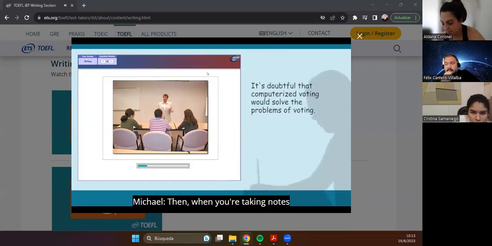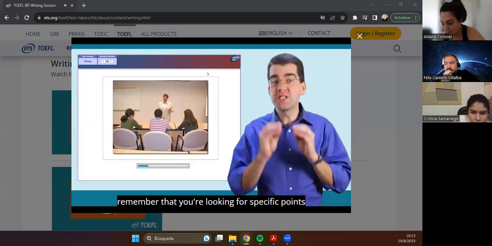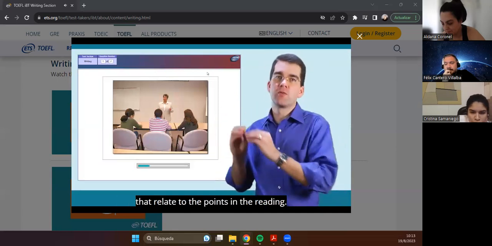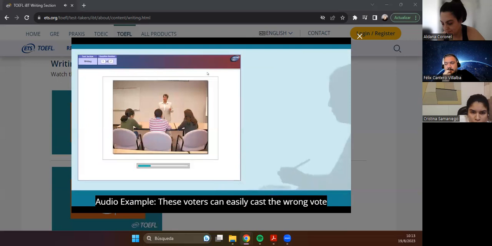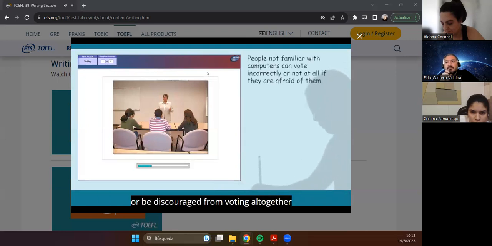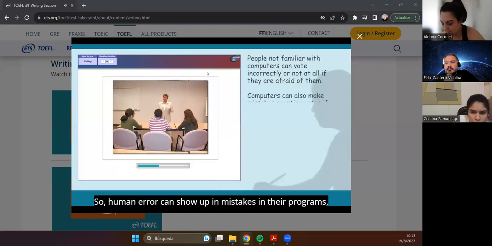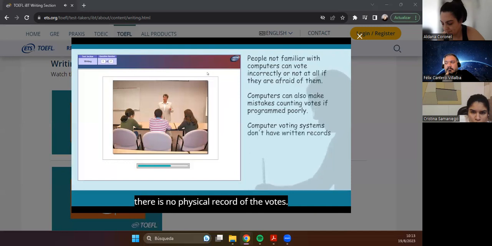Then, when you're taking notes during the listening passage, remember that you're looking for specific points that relate to the points in the reading. These voters can easily cast the wrong vote or be discouraged from voting altogether because of fear of technology. Furthermore, it's true that humans make mistakes when they count up ballots by hand. But are we sure that computers will do a better job? After all, computers are programmed by humans, so human error can show up in mistakes in their programs. And in many voting systems, there is no physical record of the votes, so a computer recount in the case of a suspected error is impossible.